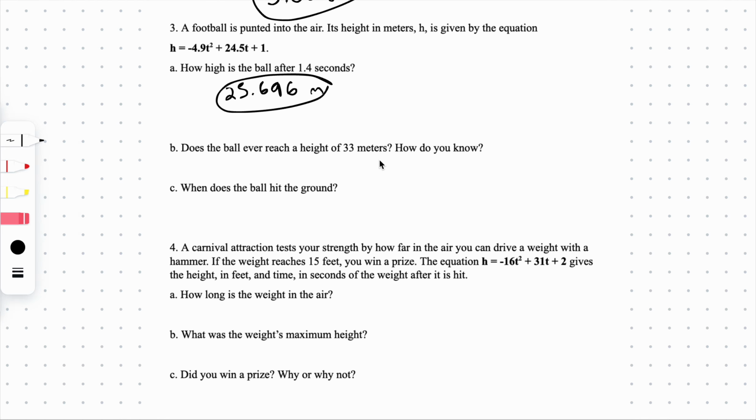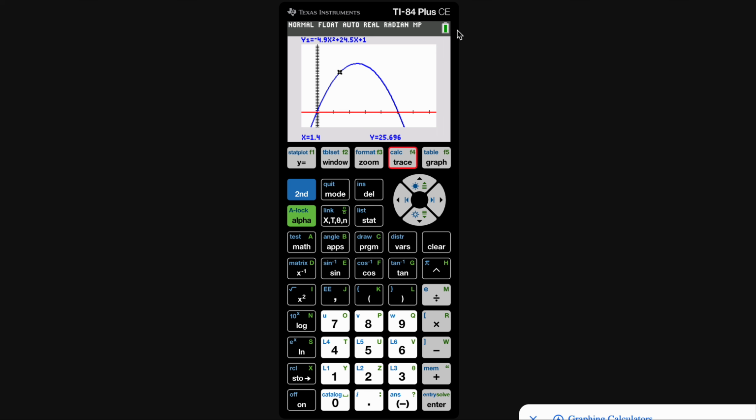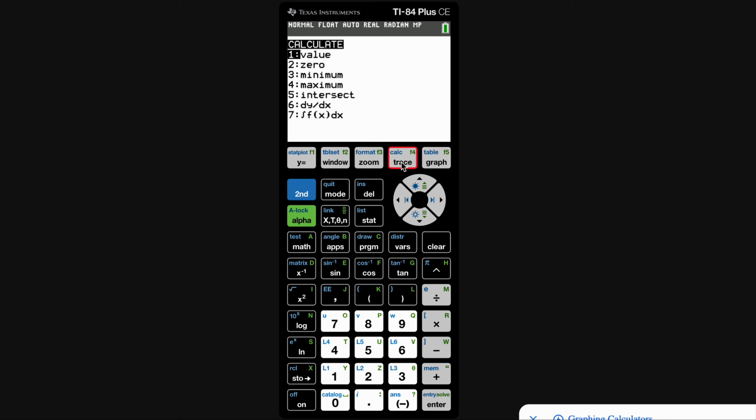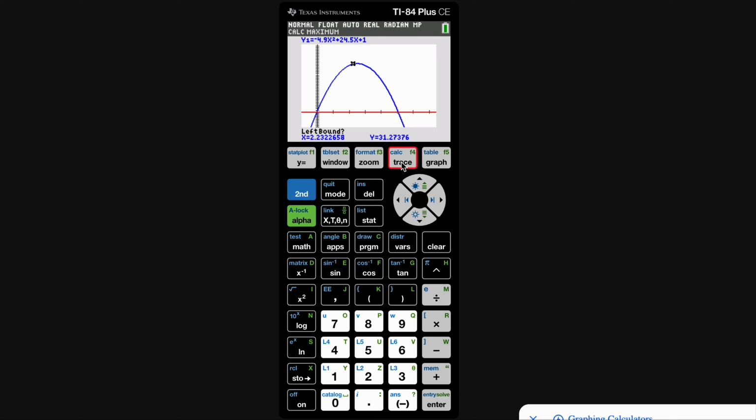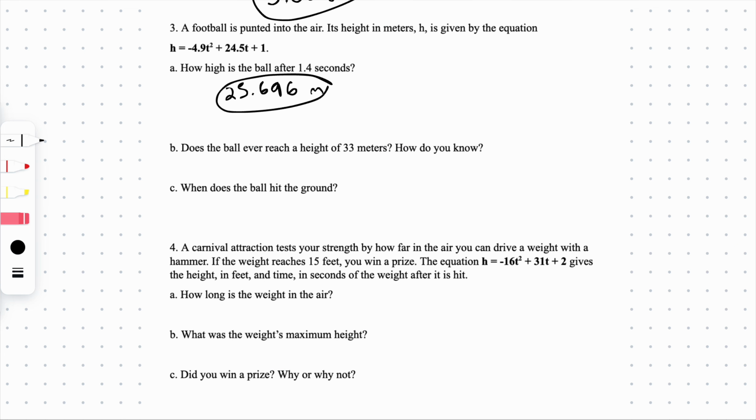Okay, does the ball ever reach a height of 33 meters? How do you know? So let's go here. How I would solve this problem is by finding the maximum height and seeing if that's more or less than 33. So I'm going to scroll down to maximum. Our left bound is right here. Our right bound is there. Something like that. It's 2.5, and our maximum height is 31.625. Well, 31.625, I'm just going to say this.